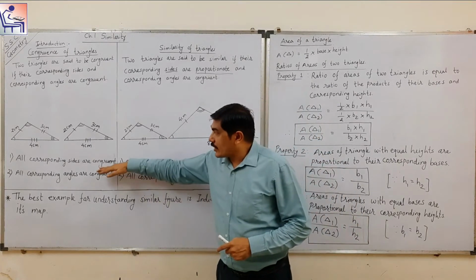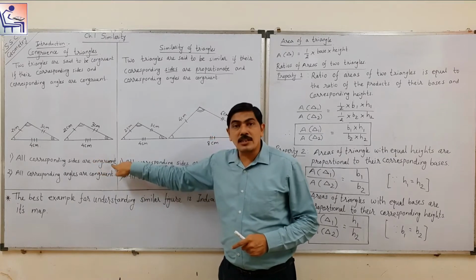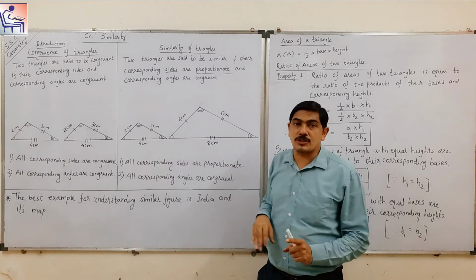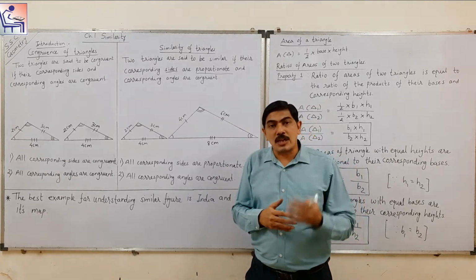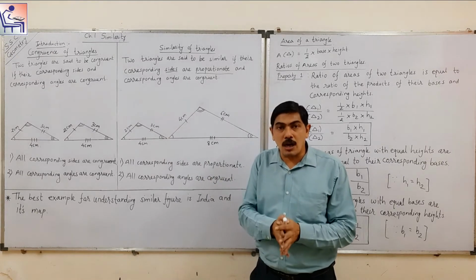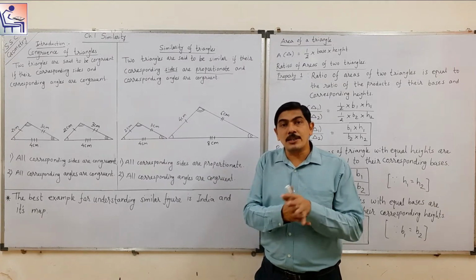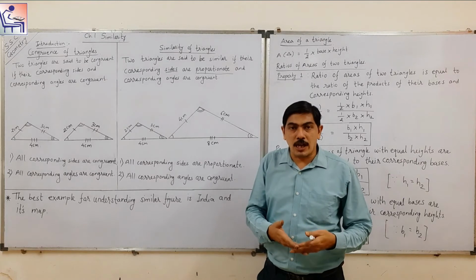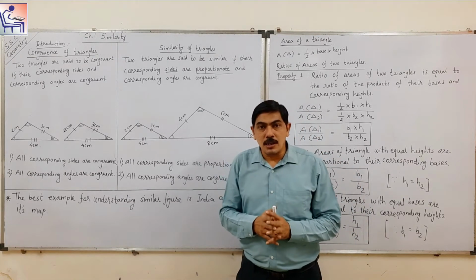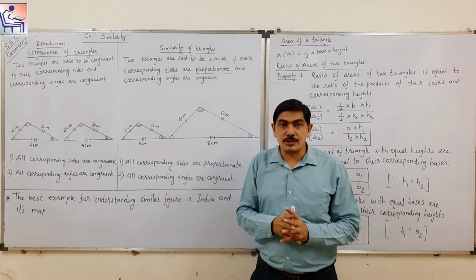The basic difference lies here. All corresponding sides are congruent. Here all corresponding sides are proportionate. कभी कोई sides दूसरे ट्राइंगल में हाफ हो सकती है, that is 1/2 और डबल, और even it may be 3 times, 4 times, but we call it as they are similar if their sides are proportionate.